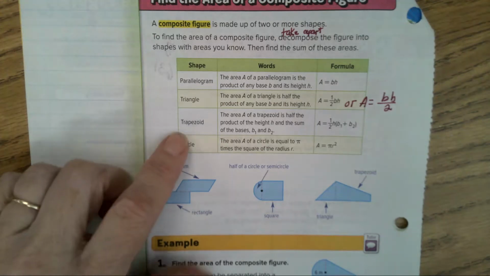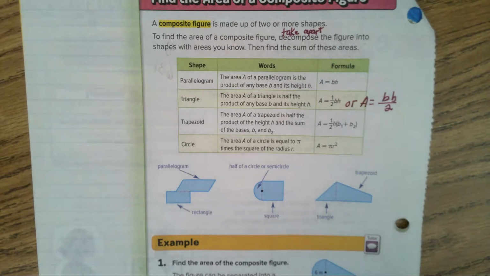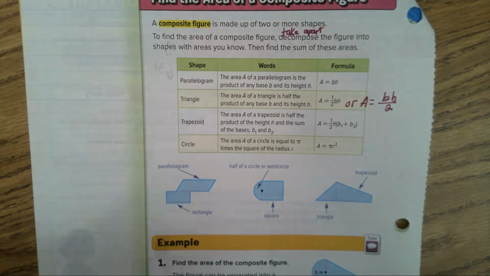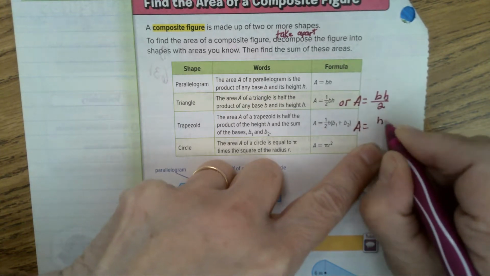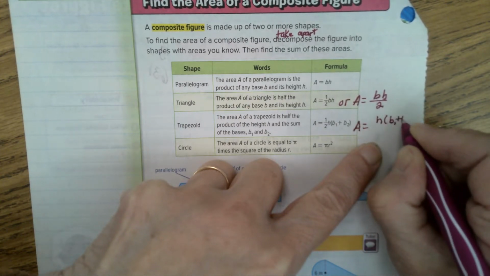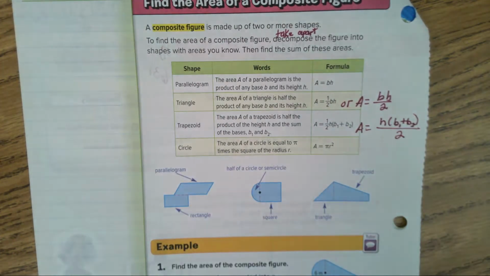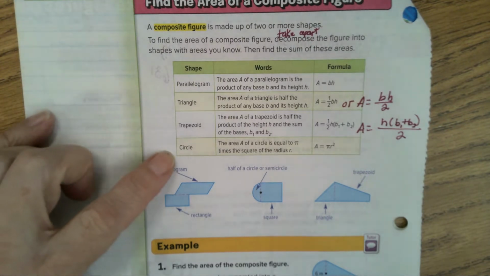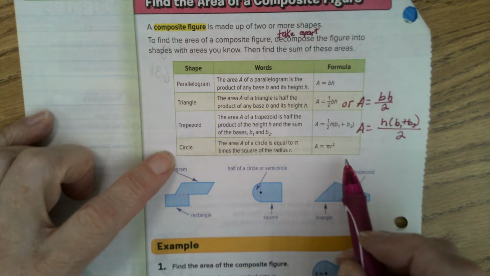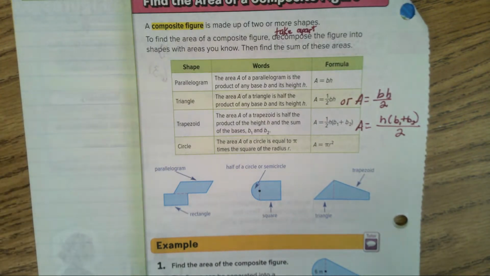Same thing for a trapezoid. The formula for a trapezoid is half the height times b1 plus b2. I like this formula better. The height times b1 plus b2 divided by 2 is just a little more friendly, okay? And remember, the b1 and b2 are the two sides that are parallel to one another. And a circle, the area of a circle is pi r squared. All right? You're not going to have to deal with the circumference of the circle today.